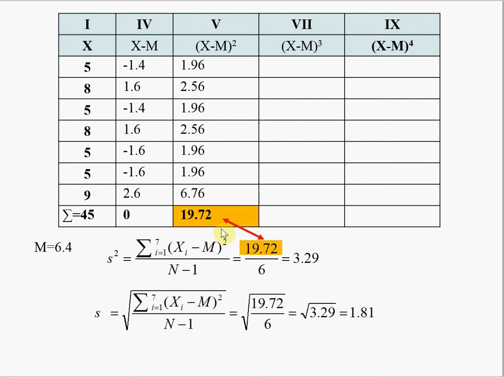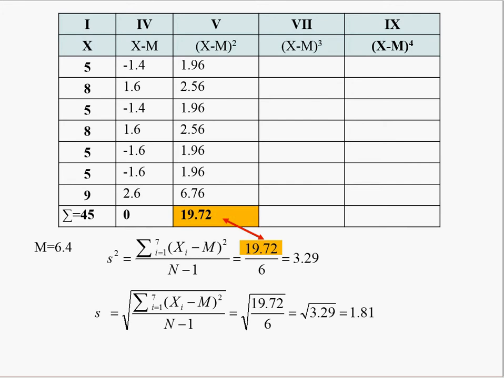This sum goes to here. So you can really see how we apply the values in the formula. At the bottom is number of cases minus 1. So we obtain sample variance 3.29. You find the square root of 3.29. You obtain sample standard deviation. So sample standard deviation is 1.81. And 1.81 tells us the typical difference between the individual values and the mean is 1.81 for this data set.